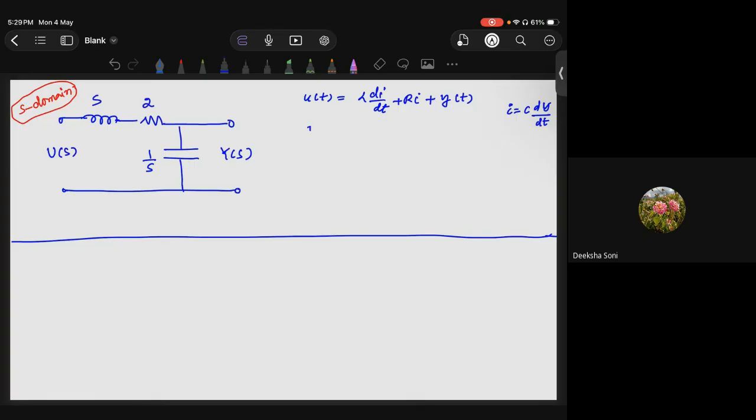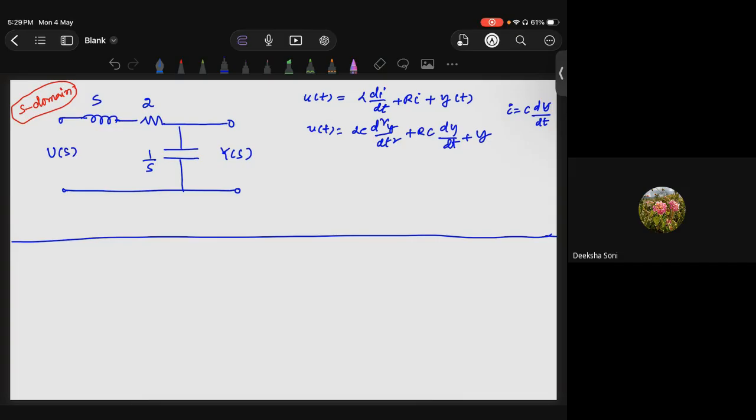So if you keep it like that, u of t is equal to LC d square y by dt square plus RC dy by dt plus y. Now if you take the Laplace transform on both sides, or you can solve this equation directly.